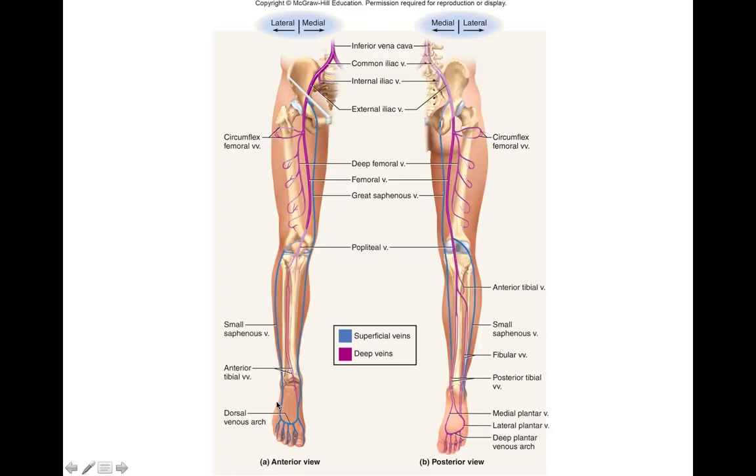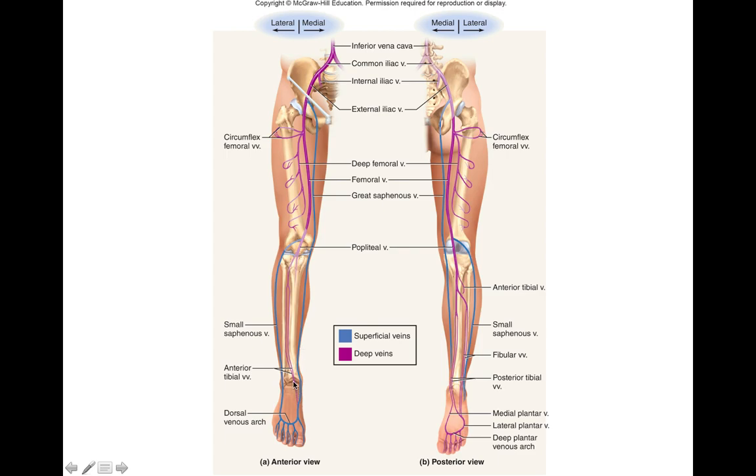So draining from the bottom, looking at the leg, here's a dorsal venous arch in your foot, and that drains into the small saphenous vein heading up the lateral side of your calf area. The great saphenous vein heads up the medial side. So great saphenous is on the medial side, small saphenous is on the lateral side. And those drain all the way back here, ultimately back up toward your external iliac veins.